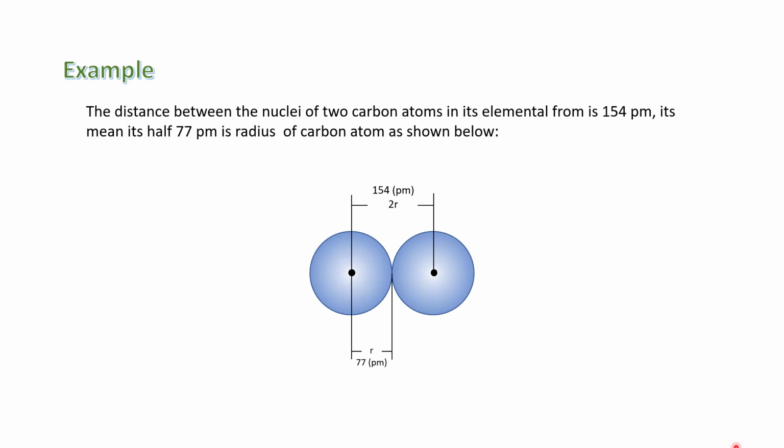As you can observe in the diagram, double the radius is 154 picometer, and the two carbon atoms are just touching each other, and half of the distance between their nuclei is 77 picometer. That is their atomic radius. If there are more and more atoms, we just measure the distance between the nuclei of only two atoms.